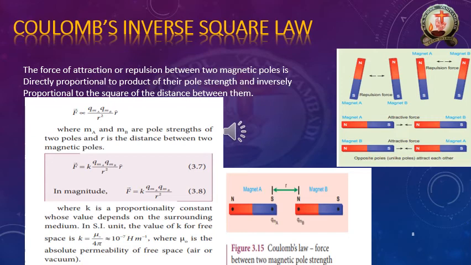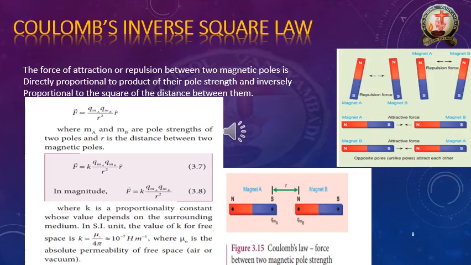Here, MA and MB are pole strengths of two poles and R is the distance between the two magnetic poles. In the book he did not mention QMA QMB, only MA and MB, but you can mention in your class notebooks that QMA and QMB are pole strengths of two poles, and R, the denominator R square, is the distance between the two poles.